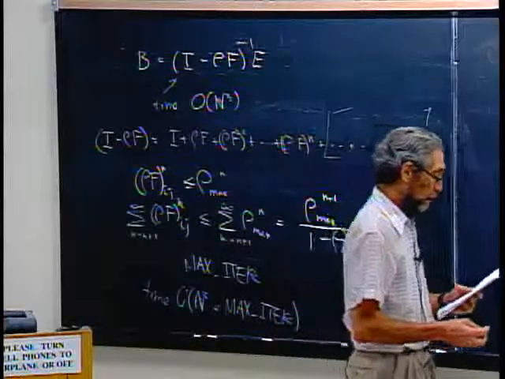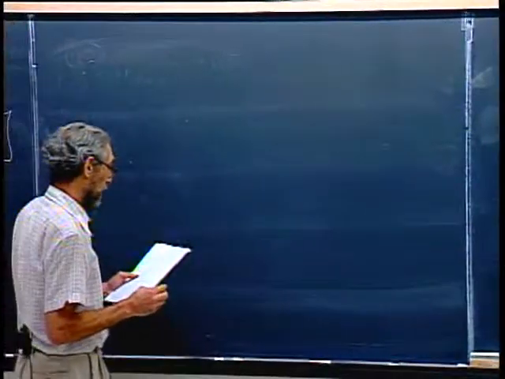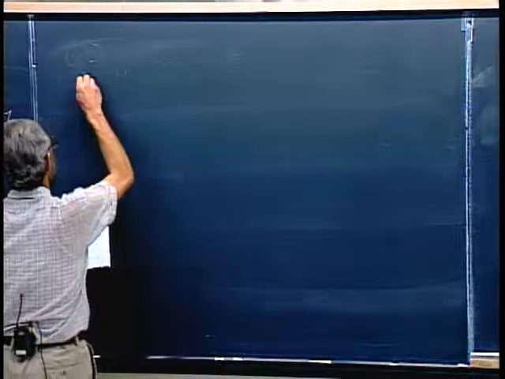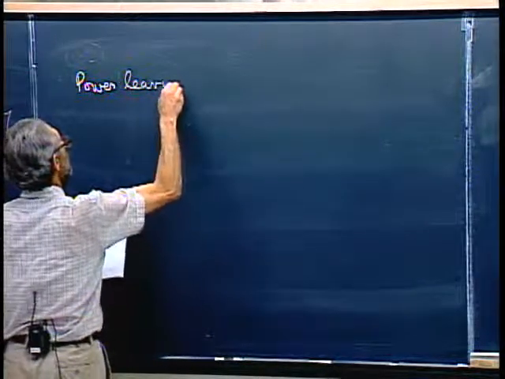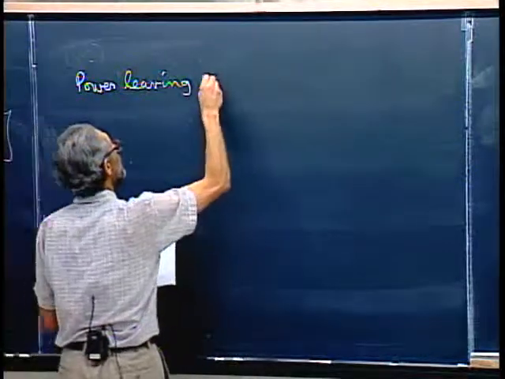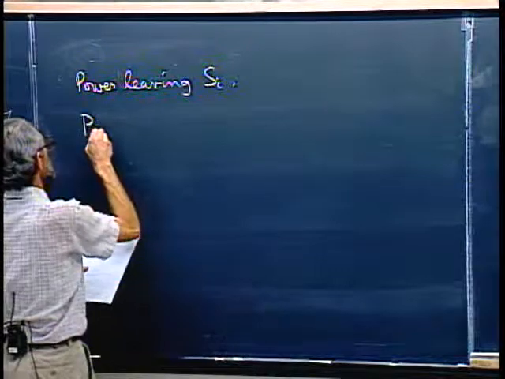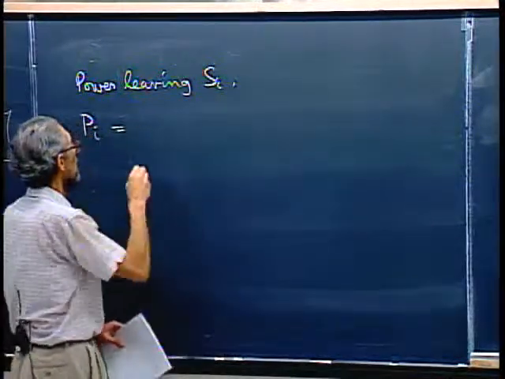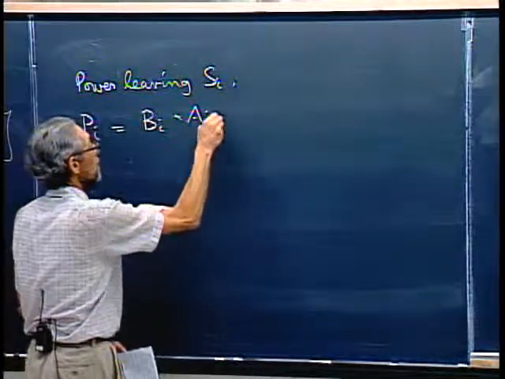So now I want to make the interpretation of form factors in terms of power. The power leaving surface Si, and that's Pi, is the power per unit area, which is the Bi, multiplied by the area.